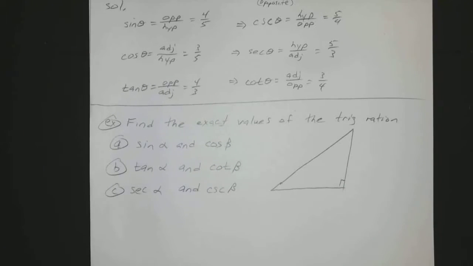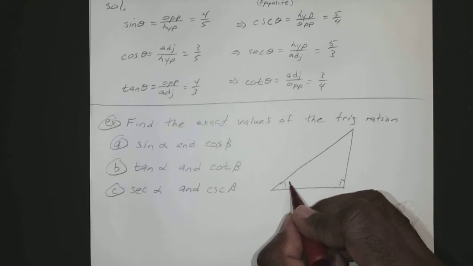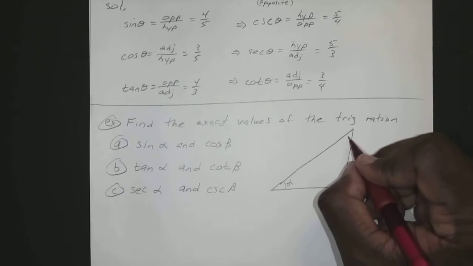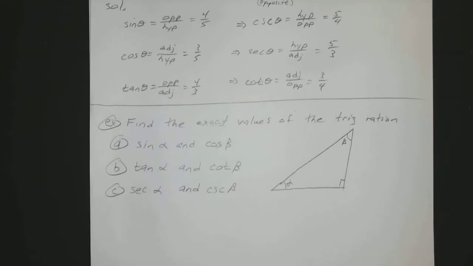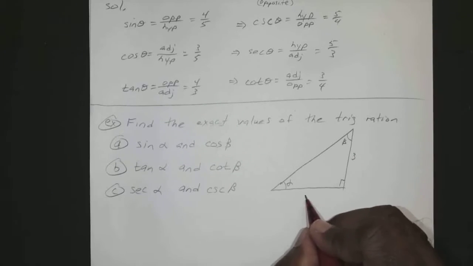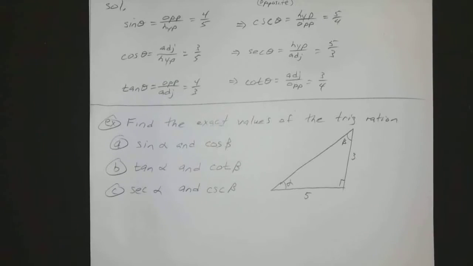This is our right angle. This is our angle alpha. This is our angle beta. This is 3, and this is 5. Okay, so sometimes they'll only give you 2 sides, which means you have to use the Pythagorean theorem to find the third side before you can do anything else.